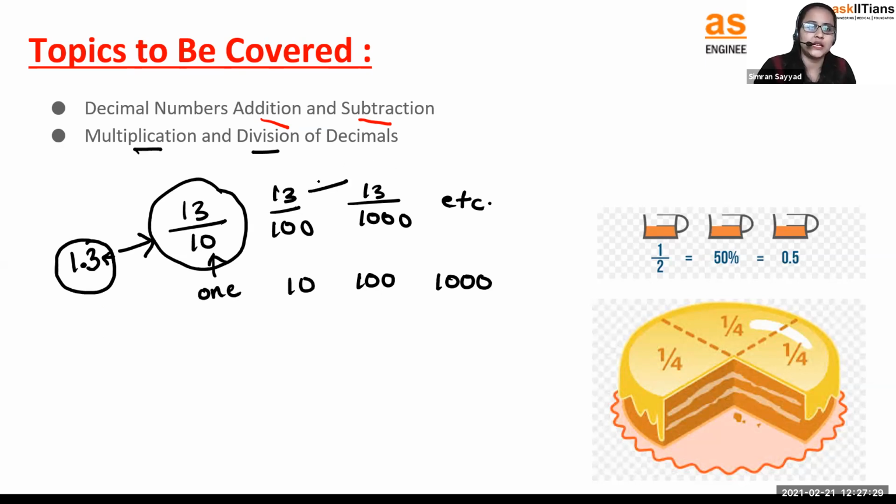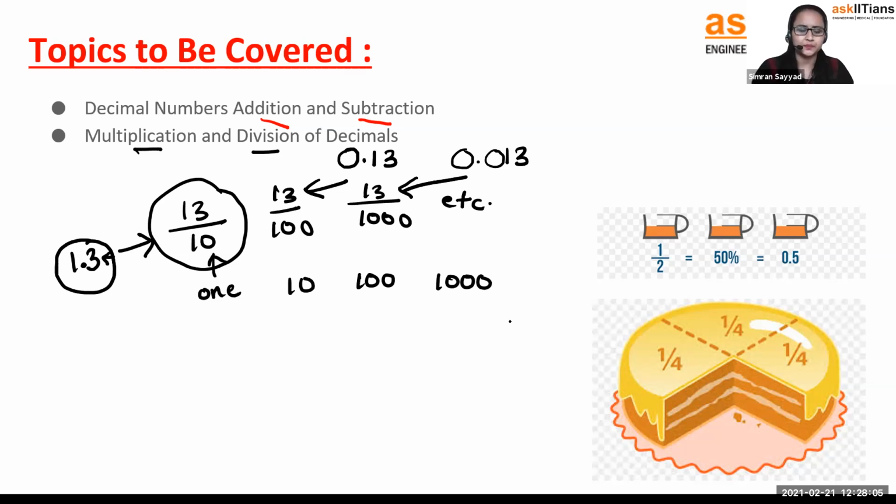What about this? 13 upon 100. So you have to write 13 as it is. From the left, you have to count two places: 1, 2. You have to give a decimal point here, and here you have to write 0. What about 13 by 1000? You have to write 13. 1, 2, 3. After 3, there is no number here, so what you have to do? You have to put a 0. Then you have to put a decimal point, and again you have to put a 0. So this is the way you can represent a fraction as a decimal.